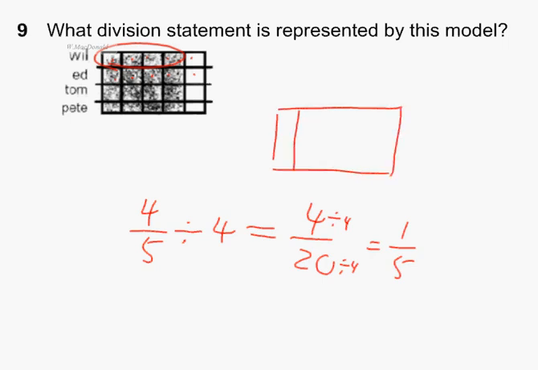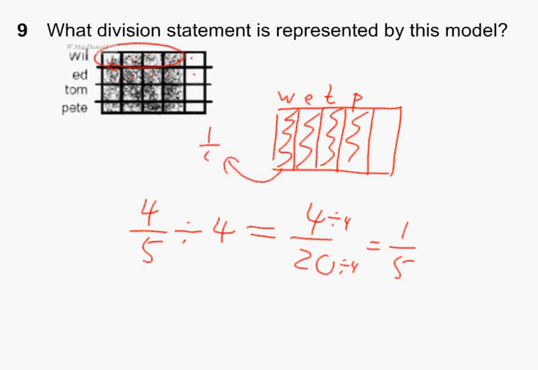I would have said, well, if I have 4/5 of a bar, and I wanted to share those with 4 people, I would give Will this one, I give Ed this one, I give Tom this one, I give Pete this one. So I wouldn't have to cut it at all. I just snap off one of those pieces of the chocolate bar, and this fraction here is actually 1/5 of a bar anyway. So there's 2 different ways to interpret it, but the actual answer is it's 4/5 divided by 4.